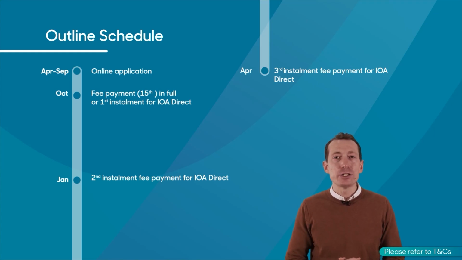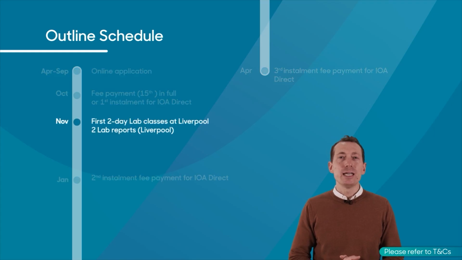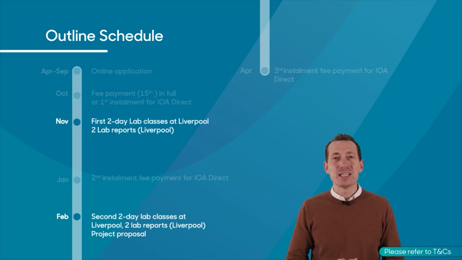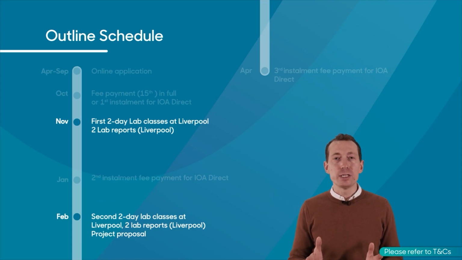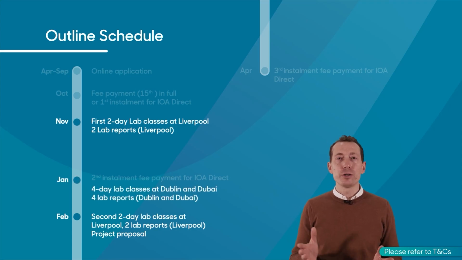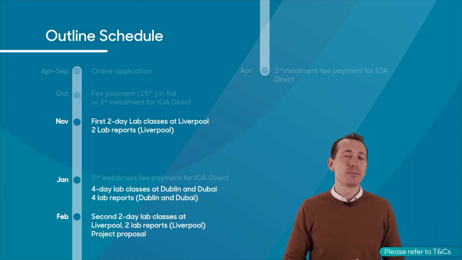IOA direct candidates who elect to take laboratories in Liverpool will have the first 2-day session in November and the second 2-day session in the following February. These students opting for Trinity College Dublin lab schools or the Dubai Acoustic Research Labs for the venue for their laboratory school will attend in 4 consecutive days in January.